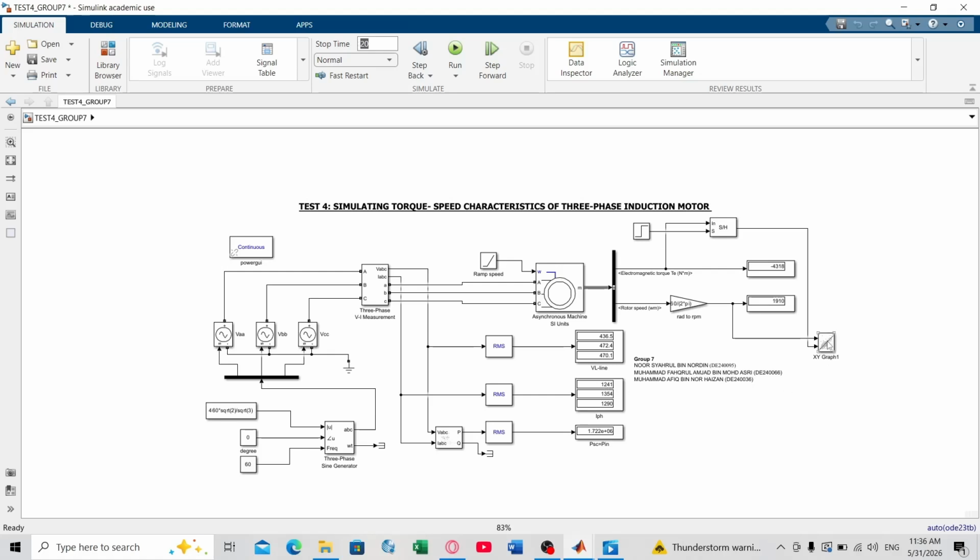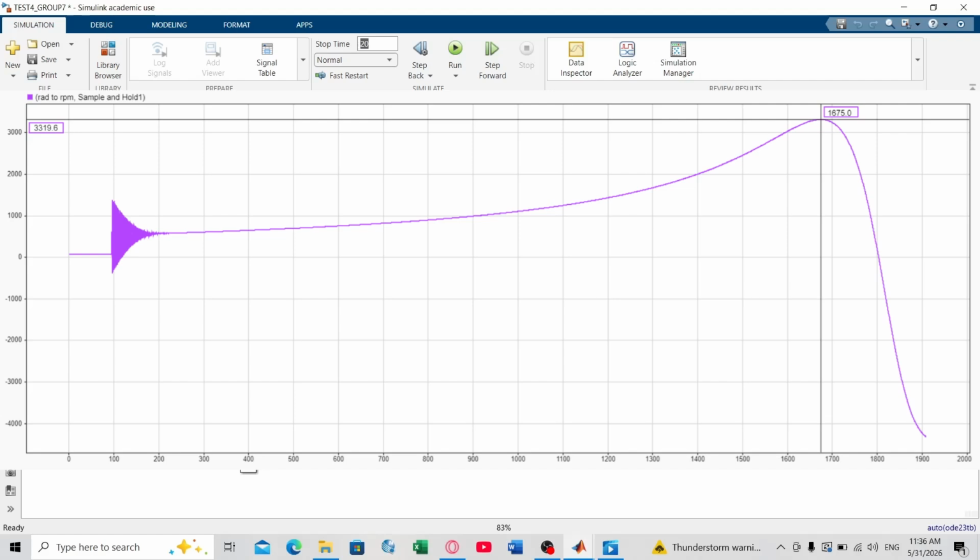And for the graph, this is the output we have from the graph.